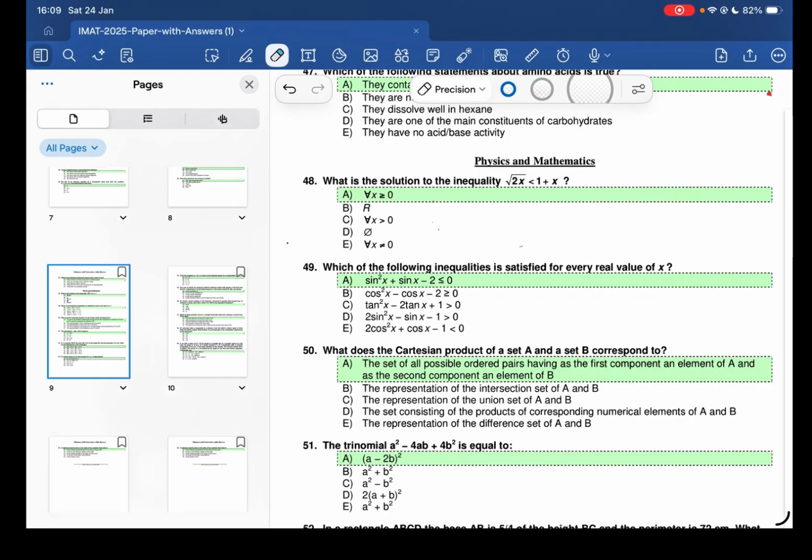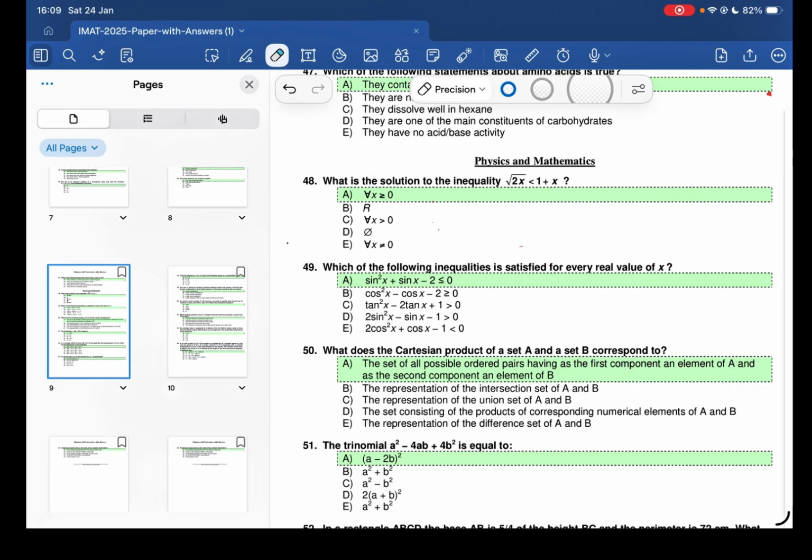Today we are going to discuss 2025 IMAT Mathematics questions. The 2025 IMAT Mathematics questions seem to be very easy, but I would say comparatively in 2025 they have checked a lot of fundamental theoretical aspects.